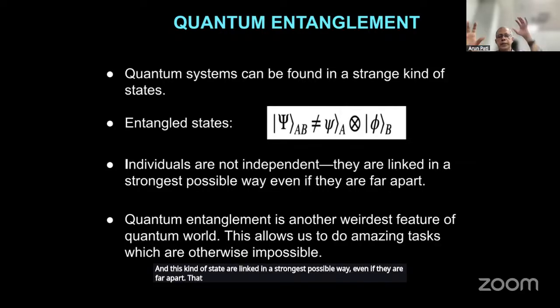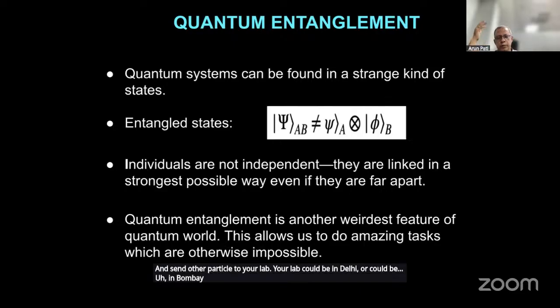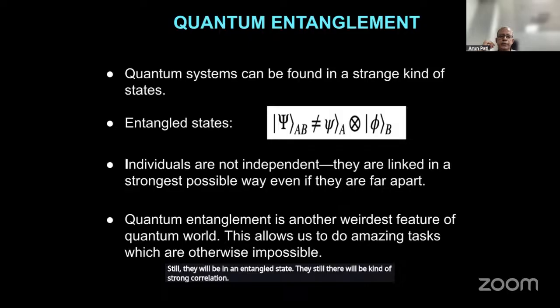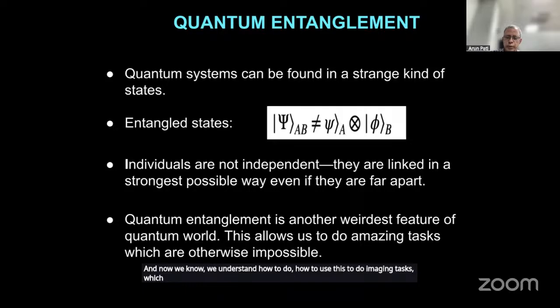That means if I prepare an entangled state in my lab and keep one particle and send the other particle to your lab, which could be in Delhi or Bombay or maybe some other part of the world, still they will be in an entangled state. There will be a kind of strong correlation. And this entanglement is another of the weirdest features that you see in the quantum world. And now we understand how to use these to do tasks which are otherwise impossible in the classical world.